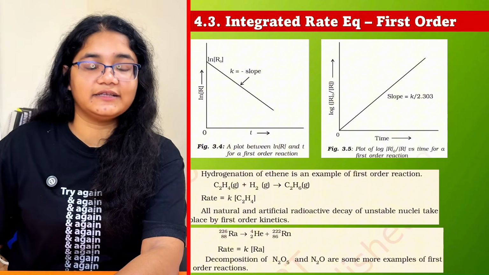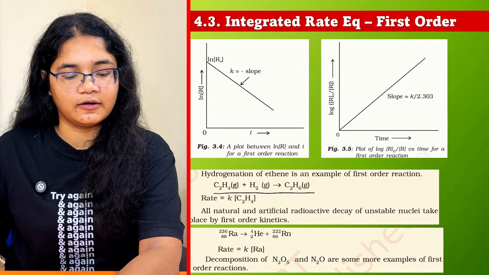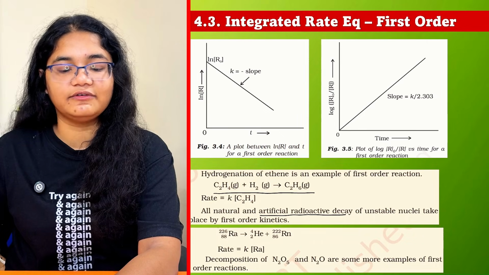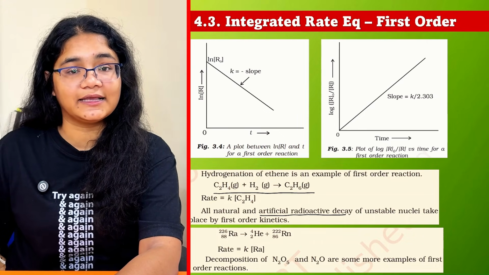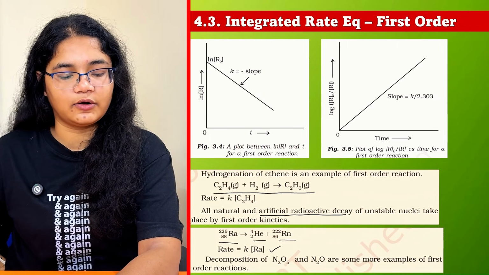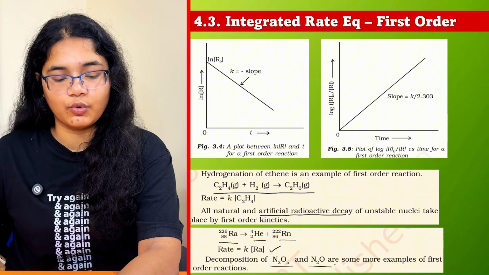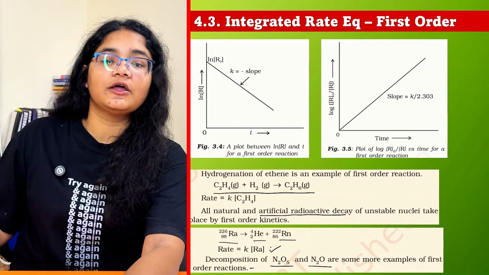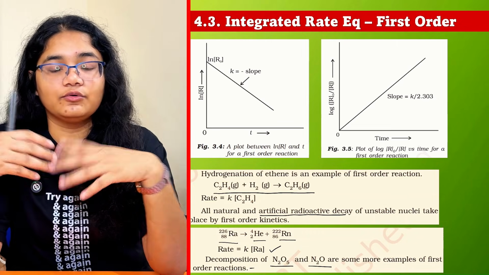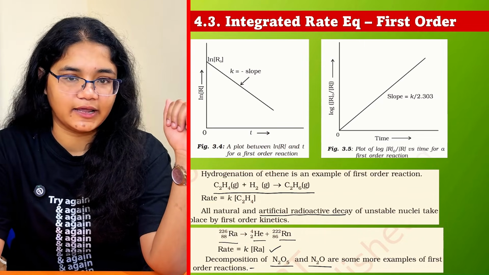Now let's talk about some examples of first order reaction. The first one is hydrogenation of ethene, which is a first order reaction. All natural and radioactive decays are first order reactions. One example is radium giving helium and Rn, also a first order reaction. And decomposition of N2O5 and N2O are also examples of first order reaction. You need to remember these examples. It can be asked in MCQs, or a simpler question like write 2 examples of first order reaction. So you need to know at least 2 examples for all the orders of reactions.